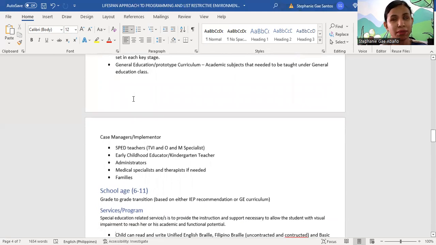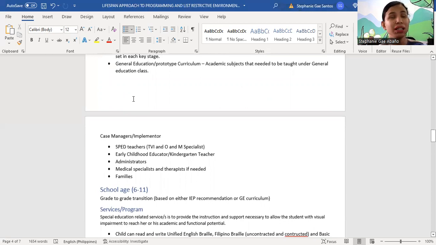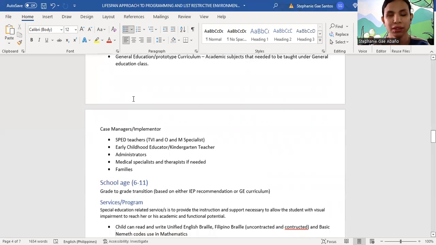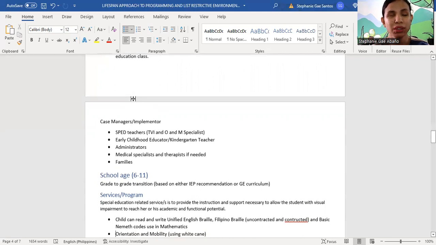So the child in this key stage, in this school age, is expected to read and write Braille, Filipino Braille Code and Unified English Braille Code, uncontracted and contracted. When we say uncontracted, the child can read uncontracted from grade 1 to grade 3, and grade 4 to grade 6 for contracted. The child is also expected to write and read basic Nemeth code and perform at least 4 fundamental operations using the abacus.